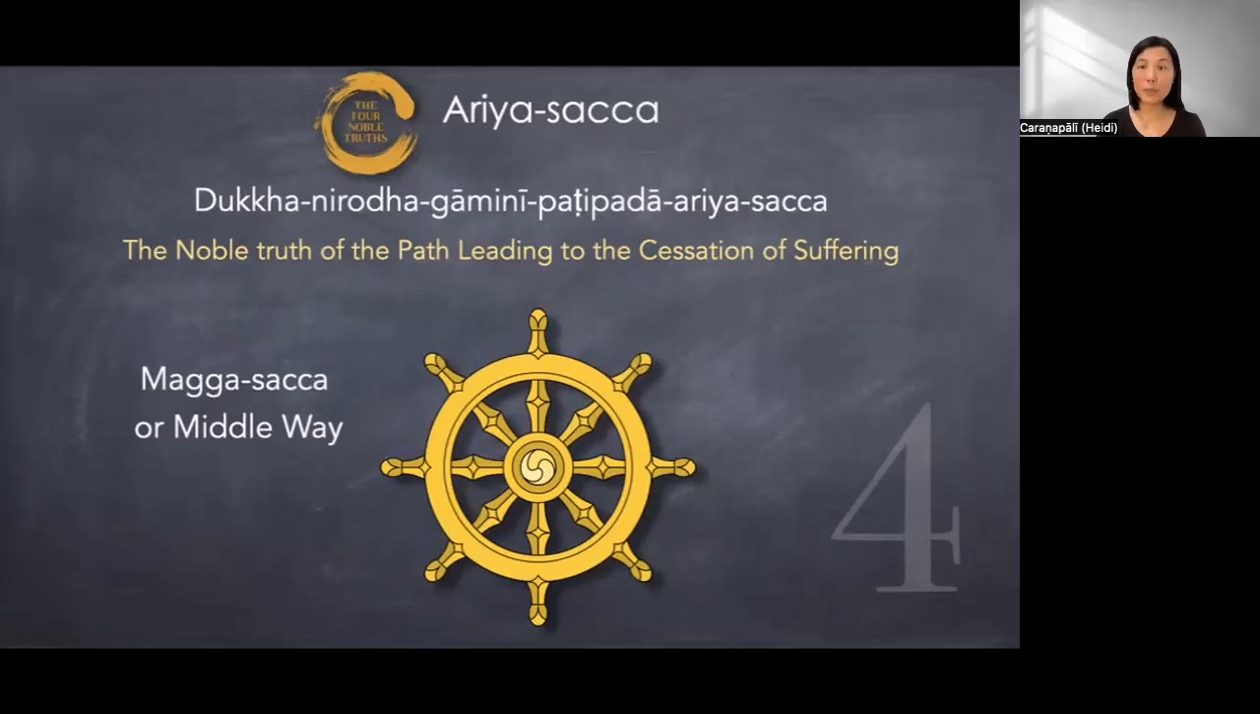So we have talked about the Noble Eightfold Path many times already, so we're not going to repeat it again here. So we understand that in ultimate reality, 8 factors are included here in the fourth Ariya Sacca.